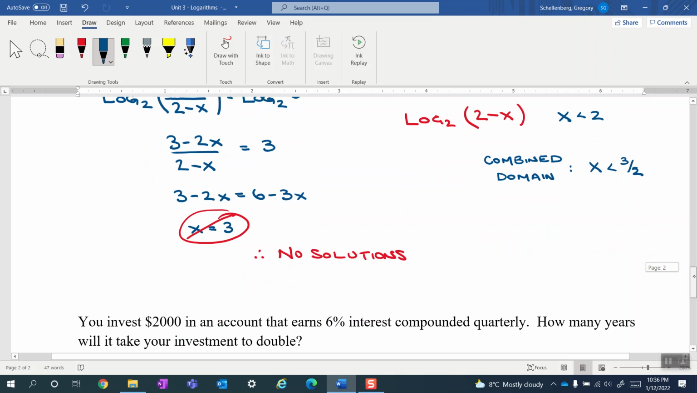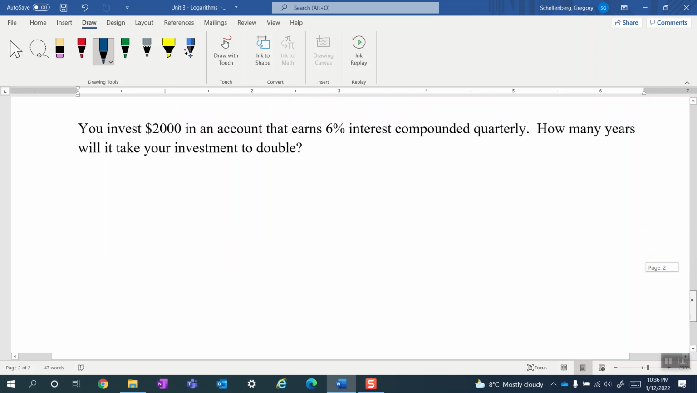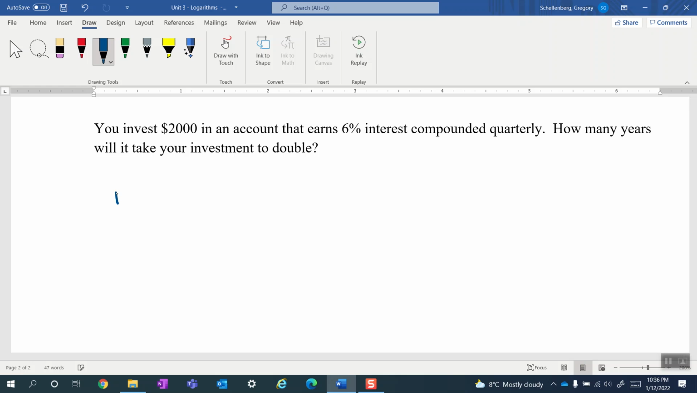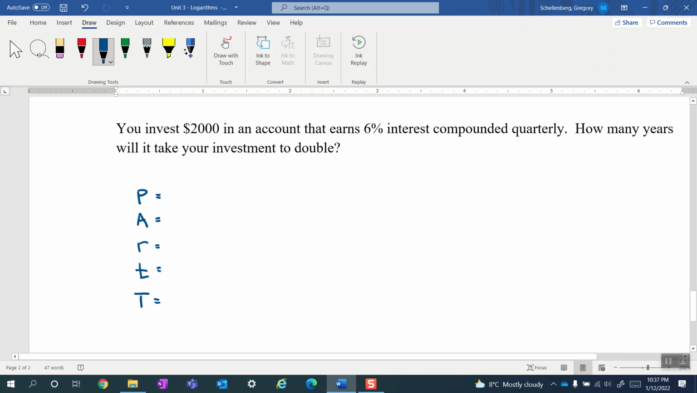All right. And the last one here is one of our word problems. First thing I'm going to do is just jot down our little party formula. And maybe we'll take the time here to just remind ourselves of what all these things represent. So P represents some final amount. And A represents an initial amount.